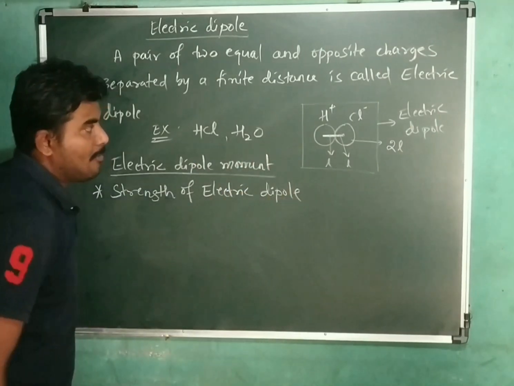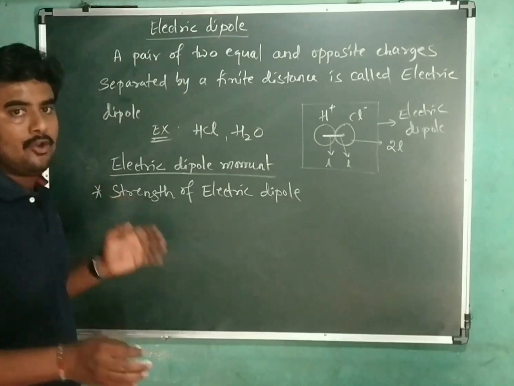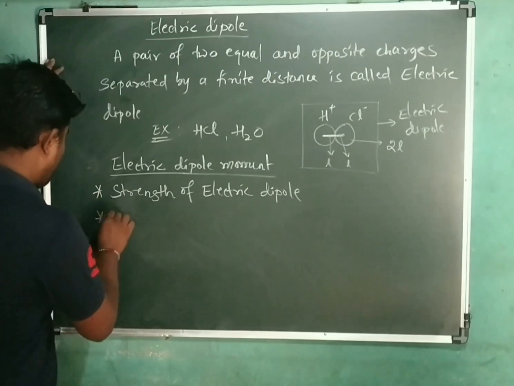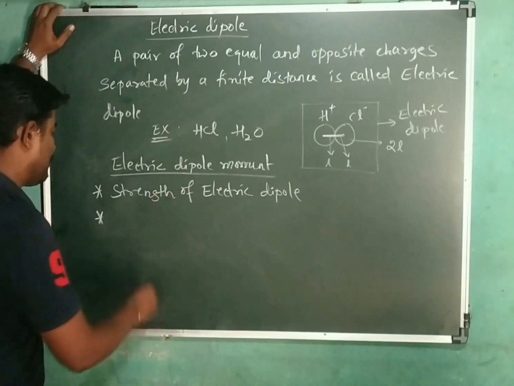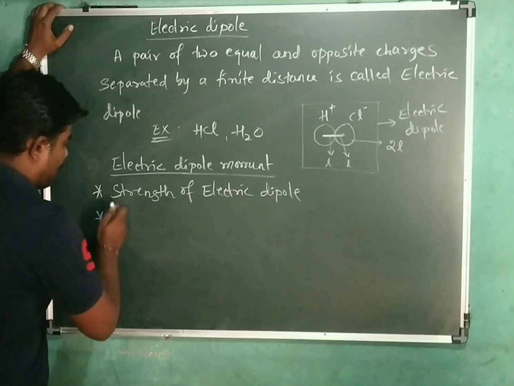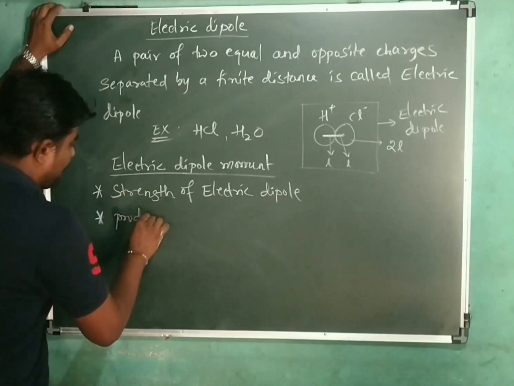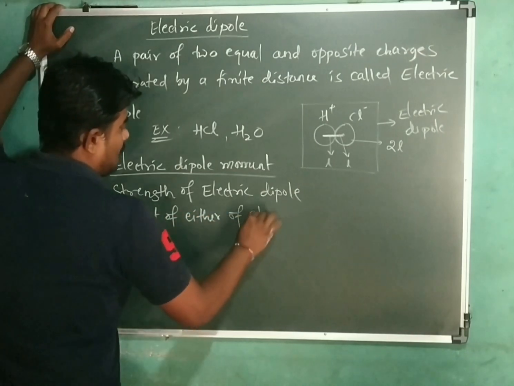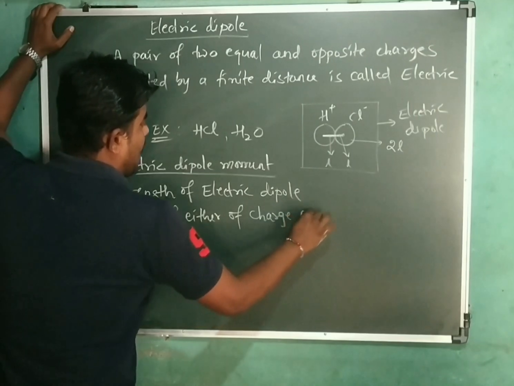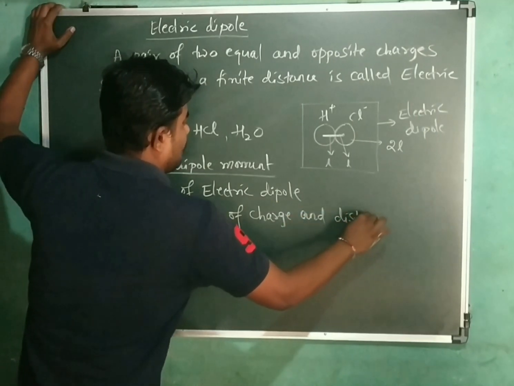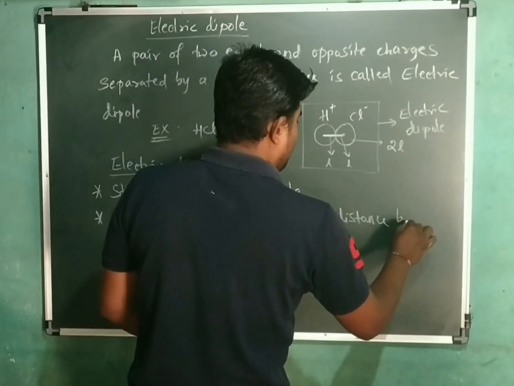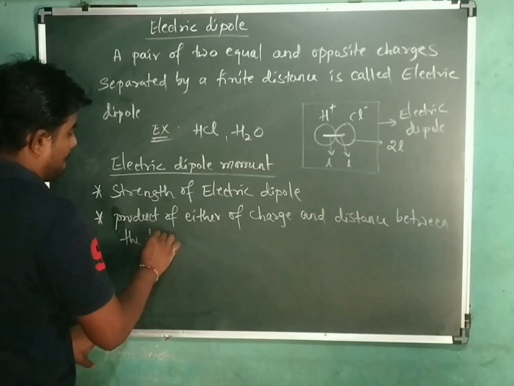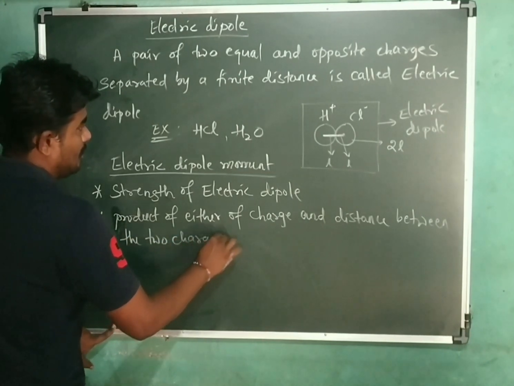This electric dipole moment depends on certain factors. It depends on the charge and also on the separation. Therefore I can write the definition of electric dipole moment as the product of either charge and the distance between them, the distance between the two charges.